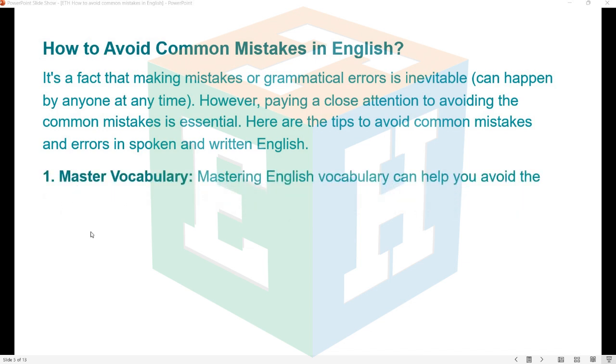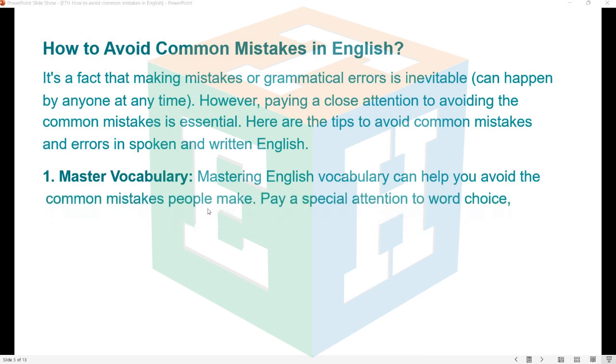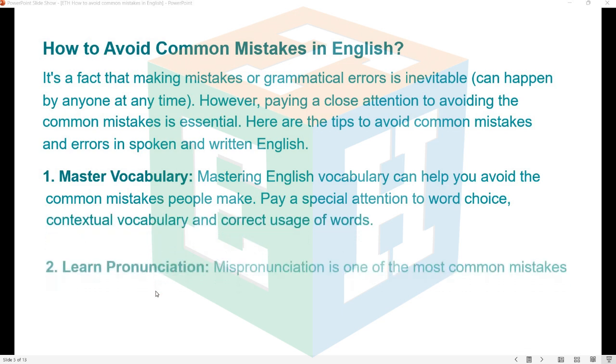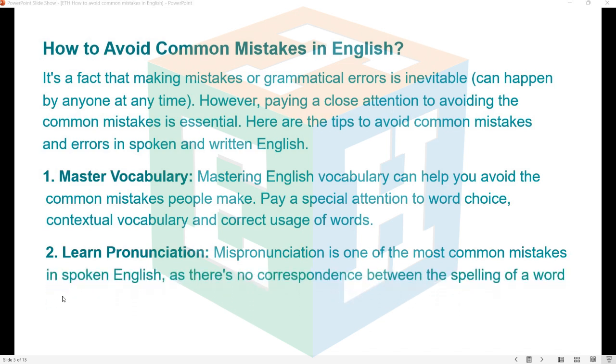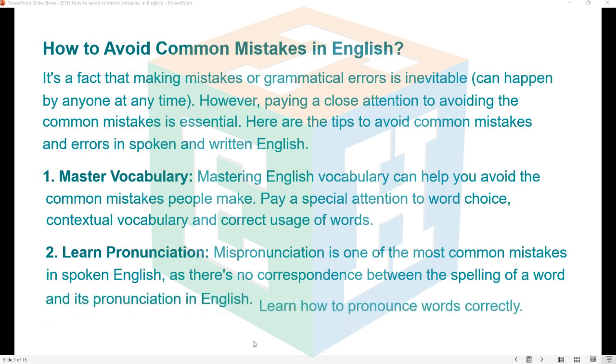Number 1, master vocabulary. Mastering English vocabulary can help you avoid the common mistakes people make. Pay special attention to word choice, contextual vocabulary, and correct usage of words. Number 2, learn pronunciation. Mispronunciation is one of the most common mistakes in spoken English, as there's no correspondence between the spelling of a word and its pronunciation in English. Learn how to pronounce words correctly.